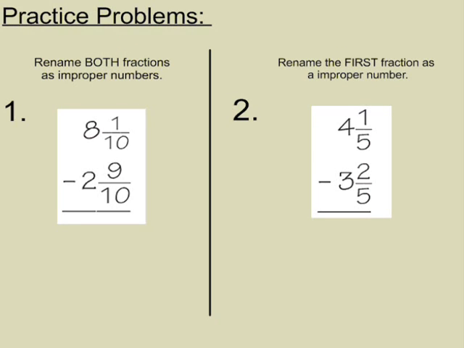I want you to try a few practice problems on your own. I want you to rename both fractions as improper fractions on this one. So I want you to try this one the first way we did it. So you would have to actually rename both of the fractions to improper fractions. I want you to have practice on both ways. So I also want you to do number 2 a different way. I want you to rename the first fraction as an improper fraction by our regrouping method.